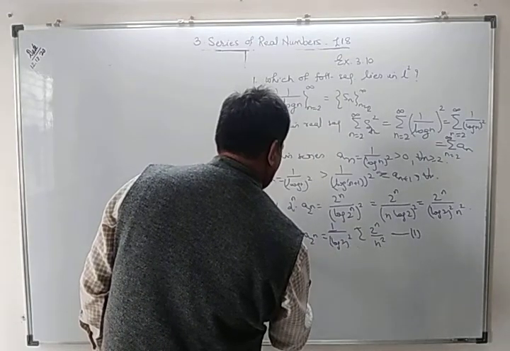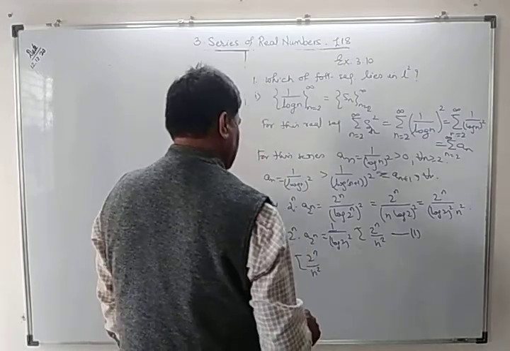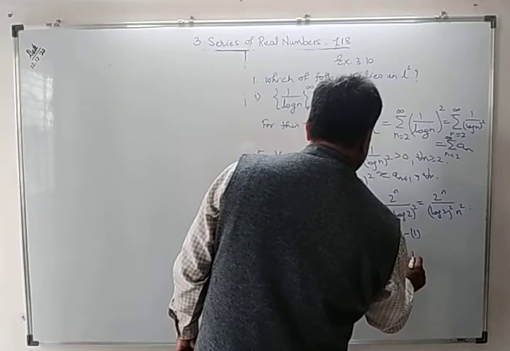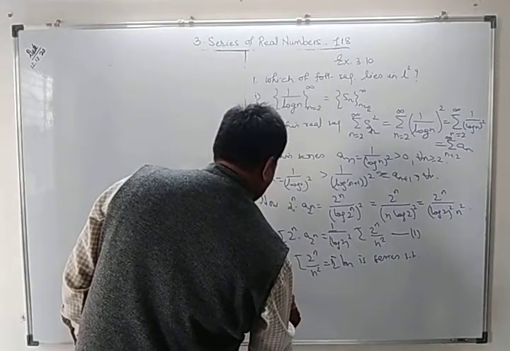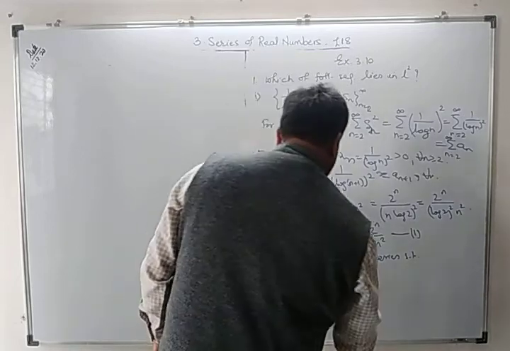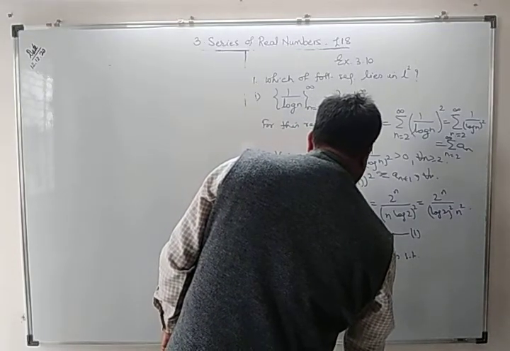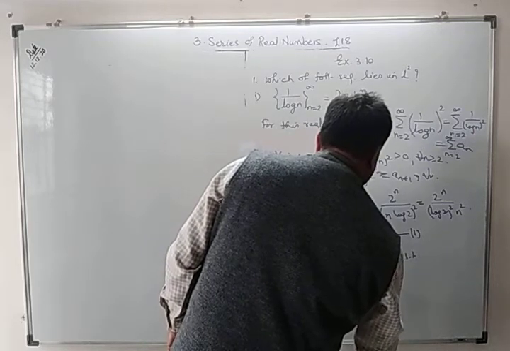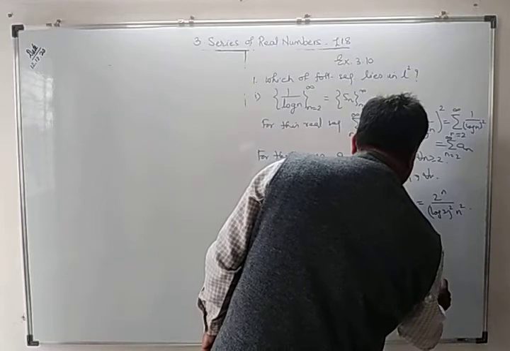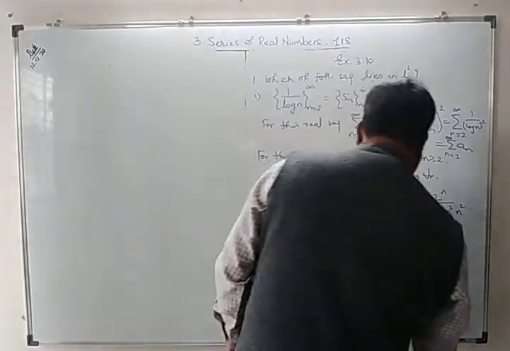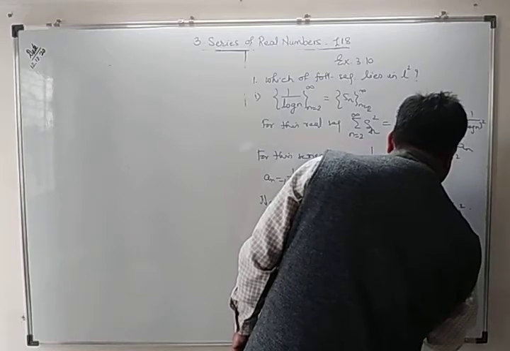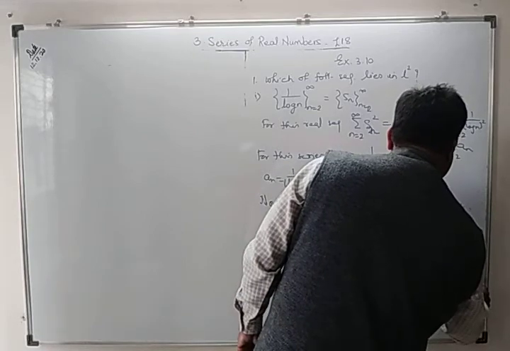Now the summation of 2 raised to n upon n squared is equal to the summation of bn, a series such that the limit as n tends to infinity of b(n+1) upon bn equals the limit as n tends to infinity of 2 raised to (n+1) upon (n+1) squared into n squared upon 2 raised to n, which is equal to the limit of 2 raised to n into 2 into n squared upon n squared into (1 plus 1 upon n) squared into 2 raised to n. This 2 raised to n gets cancelled, n squared gets cancelled, and it approaches 2, which is greater than 1.